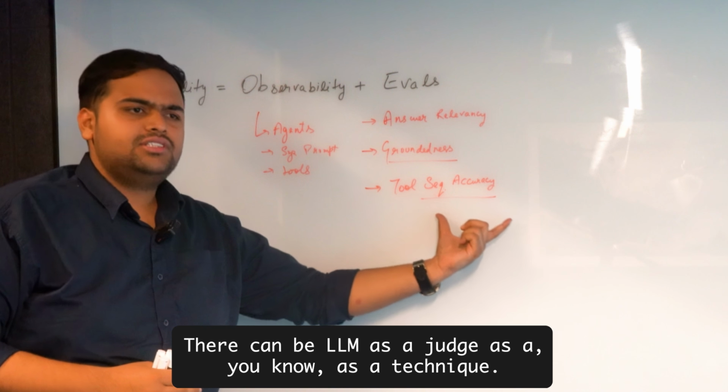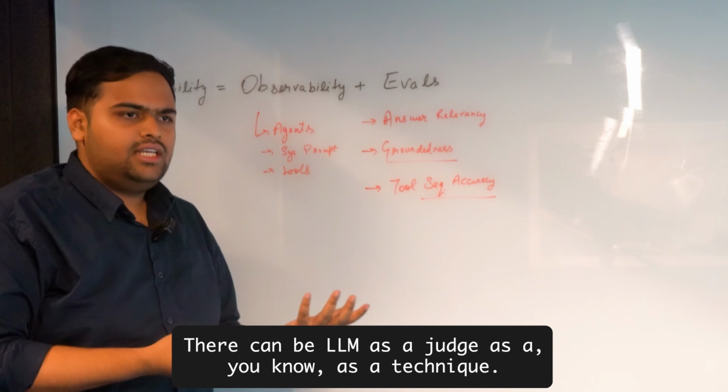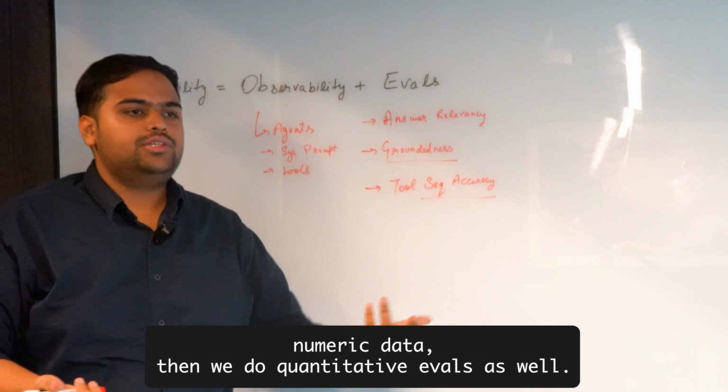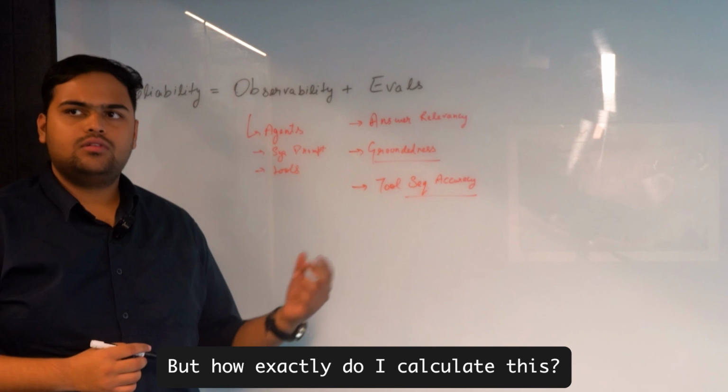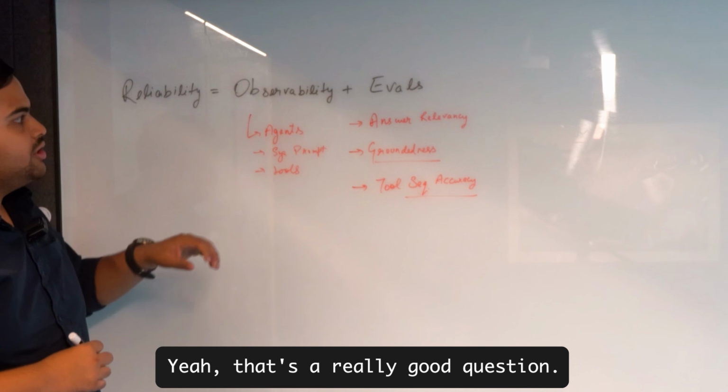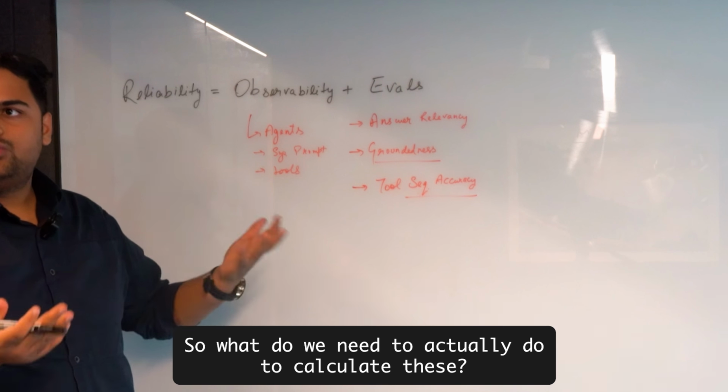There can be LLM as a judge as a technique. If we have the correct amount of numeric data, then we do quantitative evaluation as well. Okay, but how exactly do I calculate answer relevancy and groundedness? What are they? That's a really good question. So what do we need to actually do to calculate these?